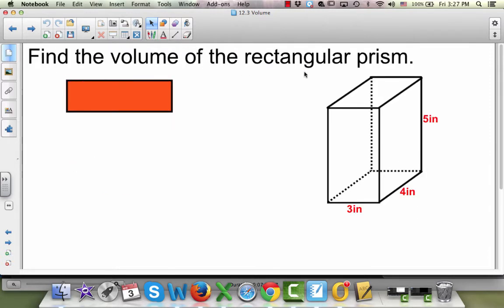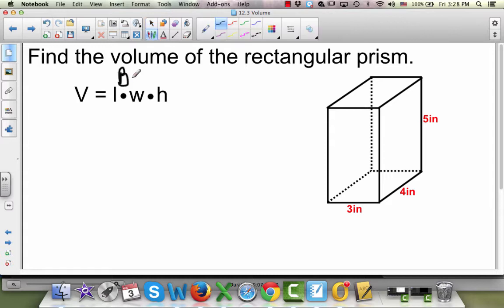Find the volume of the rectangular prism. Remember, it's length times width times height for the rectangular prism. The main formula, though, is base times height, like that. And this is the base. So here we go. The base of this one is down here, so that will be 3 times 4 times, and the height is 5. So that gives us 12 times 5, which gives us 60 inches.